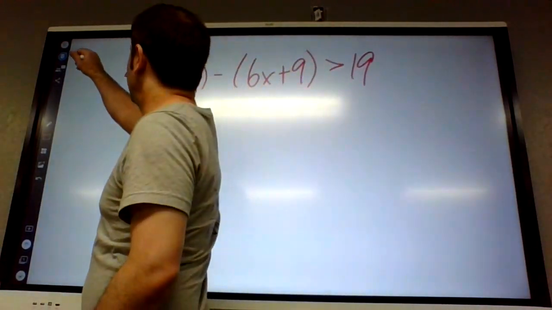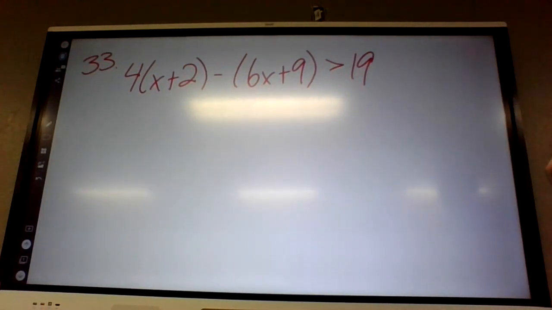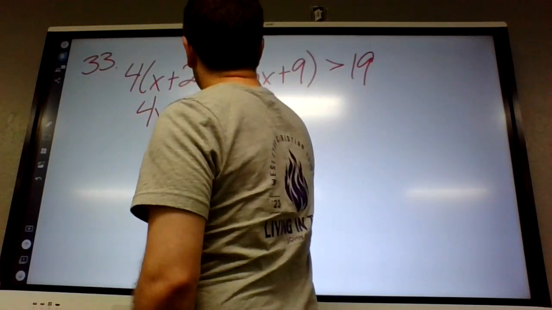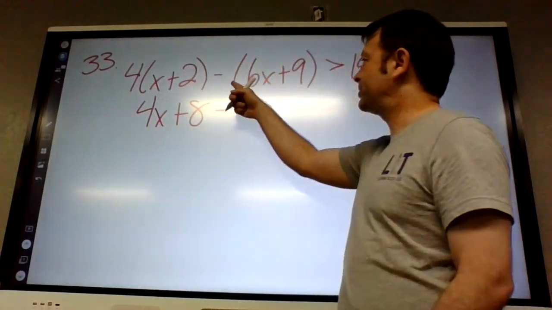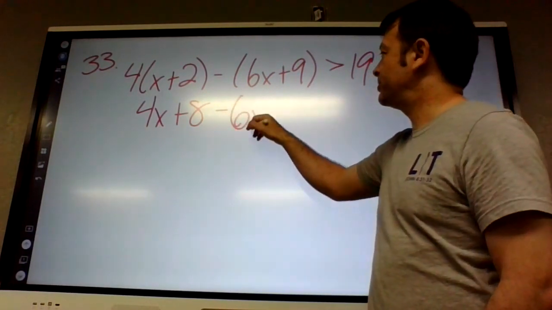Kind of your problem. All right. Go ahead. You distribute the 4. Distribute. What about this one? Distribute the negative. Yeah, make sure you put it on both of them.